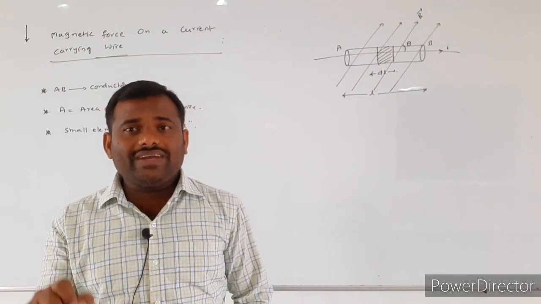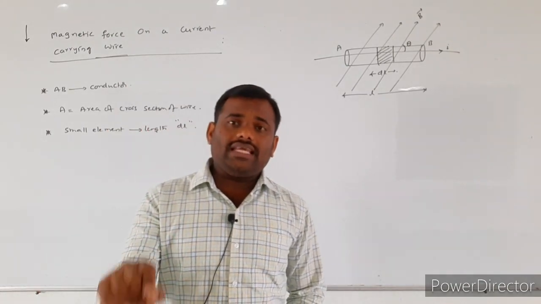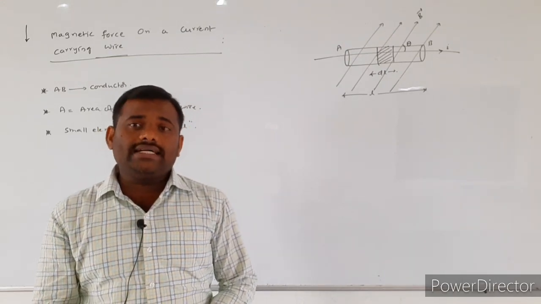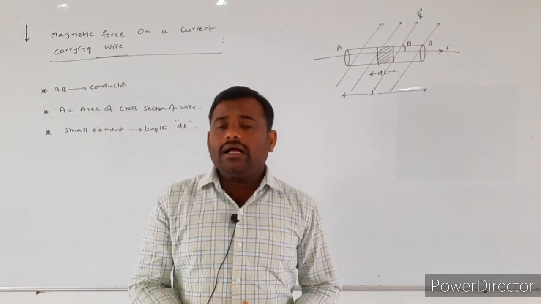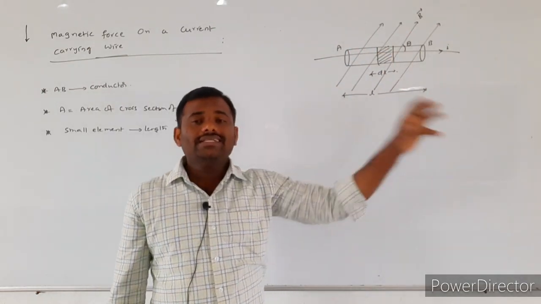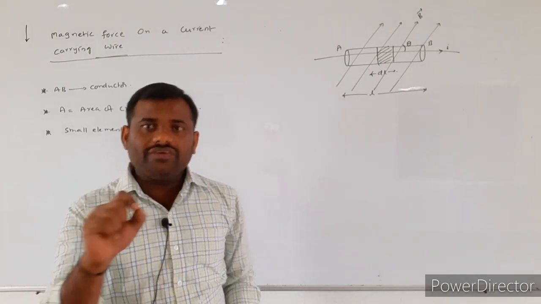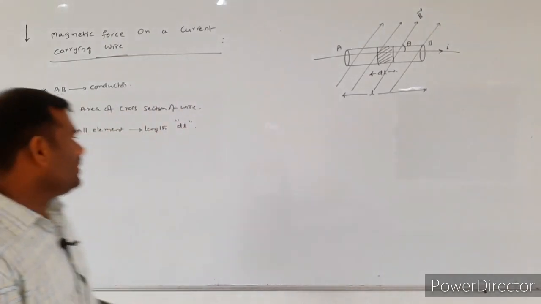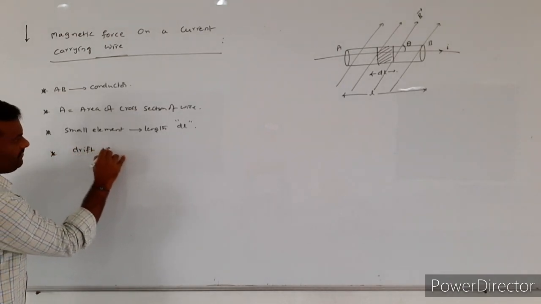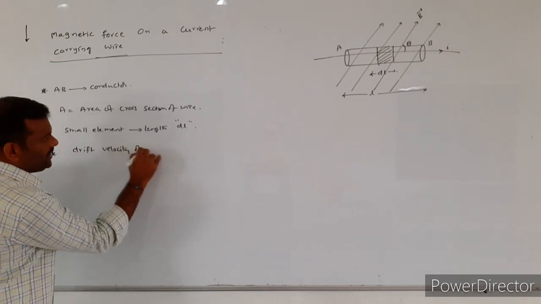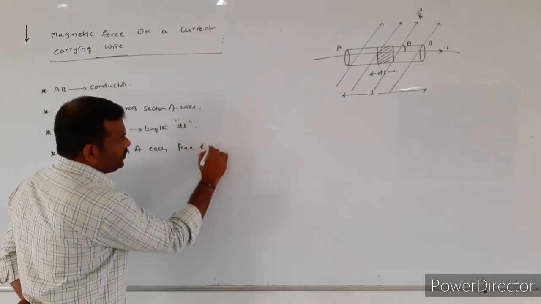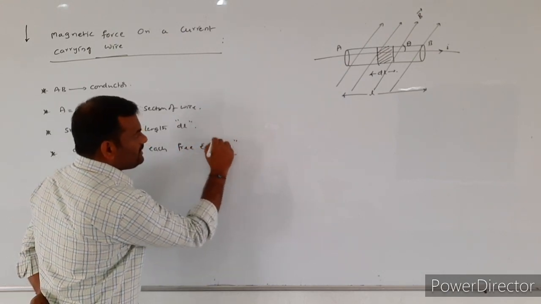How can we define the drift velocity? The average velocity acquired by the free electrons by the application of a constant potential difference across the length of the conductor is called drift velocity. I am assuming that the drift velocity of each free electron is equal to V suffix d.